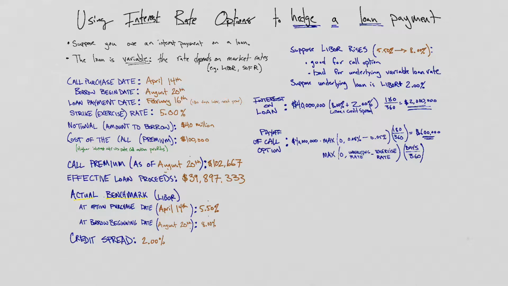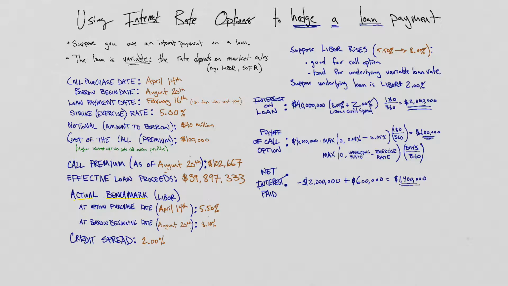But because we paid $2 million in interest, and we also, though, received $600,000 from the call option, our net interest paid is a little bit better. Effectively, because of the call option, we paid about $1.4 million in interest instead of the full $2 million.